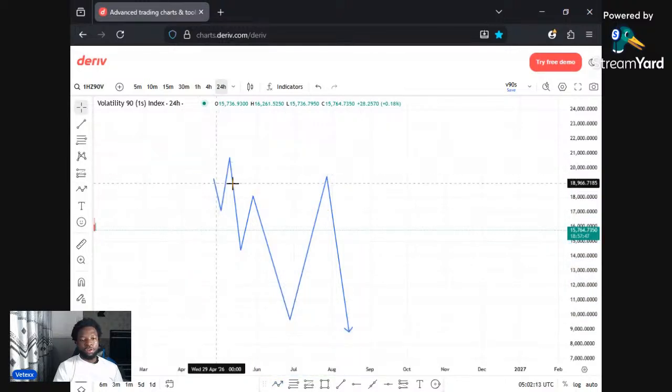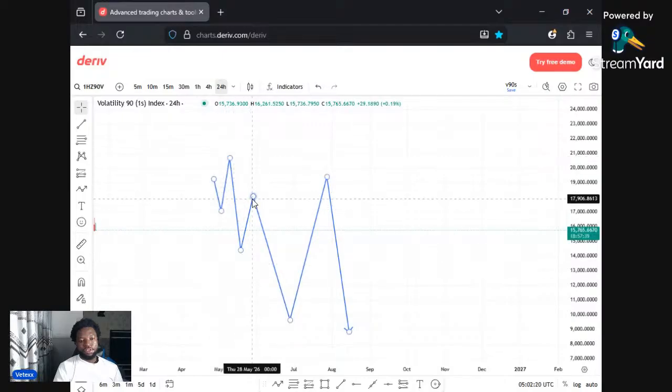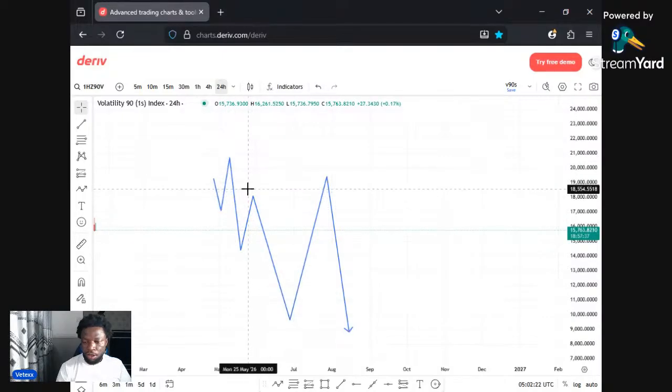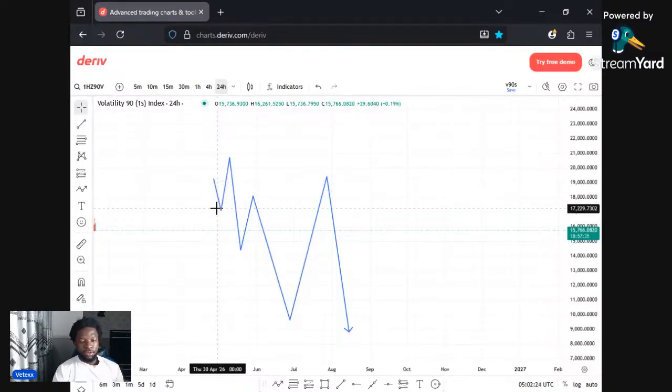So we have a sweep of liquidity here. We have our first break of structure. We have our protected high. We have price retracing back 50% to give us our continuation, our structural liquidity. And then we have price breaking down this newly created low to give us our second break of structure.